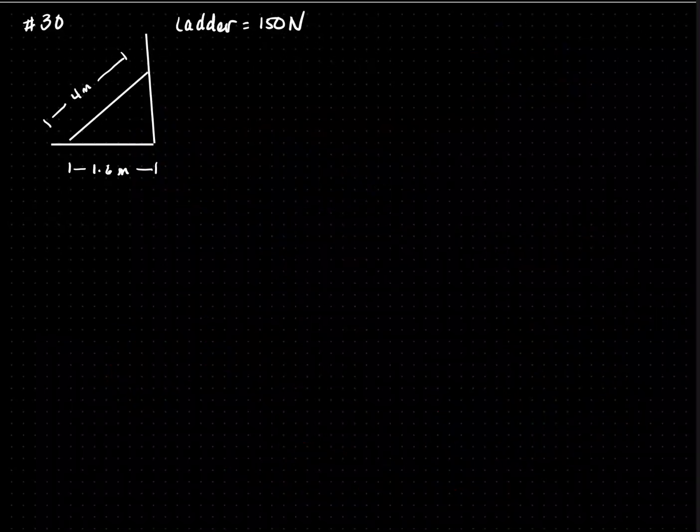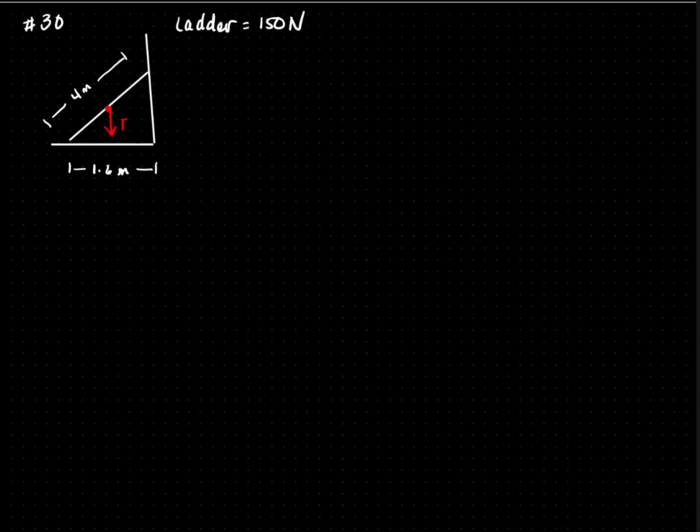This is number 30 from your worksheet. This is a static equilibrium problem. First thing when you get a problem, you want to draw all the forces on the object. We already know that the ladder has a weight of 150 newtons. Since the ladder is uniform, the weight is going to be in the middle.